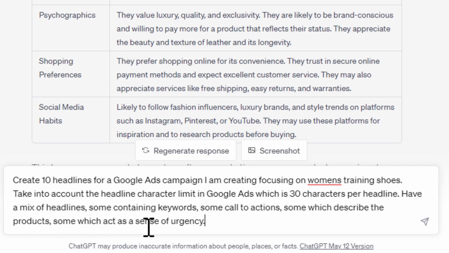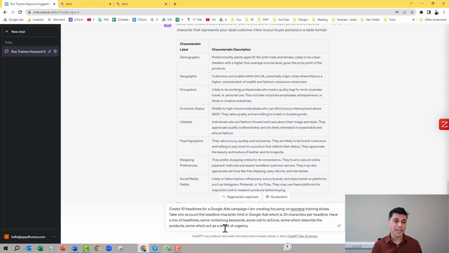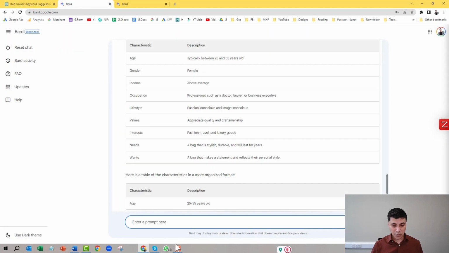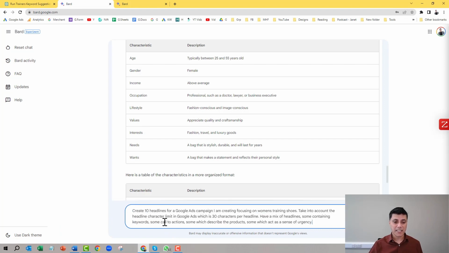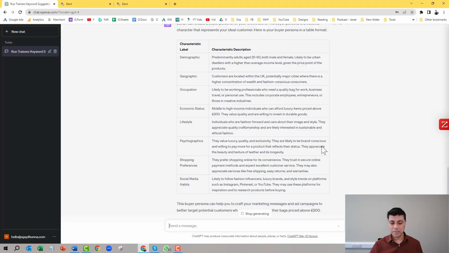So I'm giving it as much information as I can, and I'm also telling it what type of headlines it should be using, because in Google Ads, for best practices, you should be using different types of headlines. So let's see what ChatGPT does, and at the same time, I'm going to copy and paste the same prompt into BARD, and let's see what BARD does.